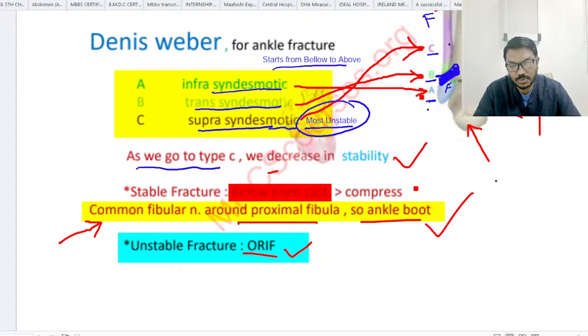The Danis-Weber classification for ankle fracture mainly depends on the position relative to the syndesmosis. If it is above the syndesmosis, it is type C. If it is below the syndesmosis, it is type A. And if it is at the level, it is B.